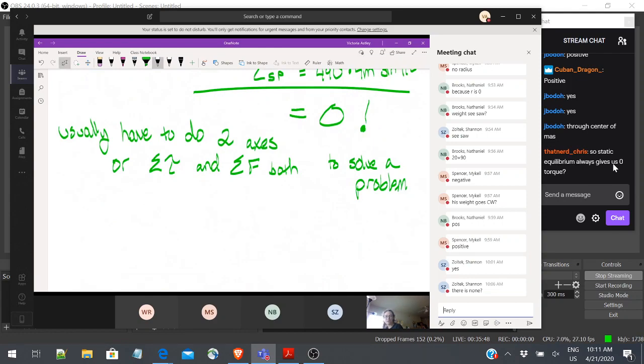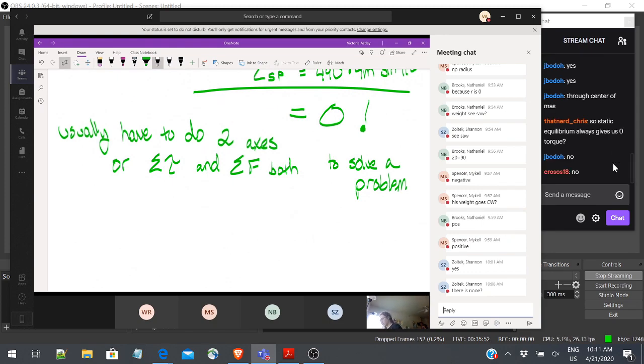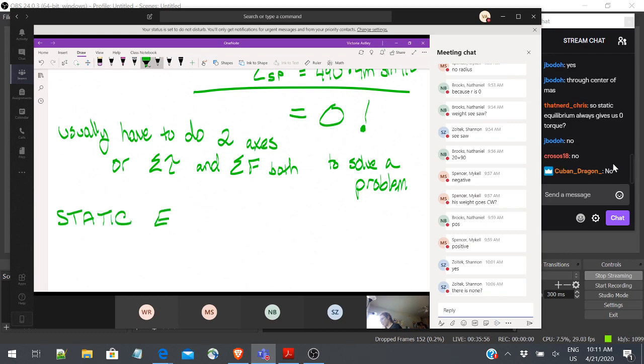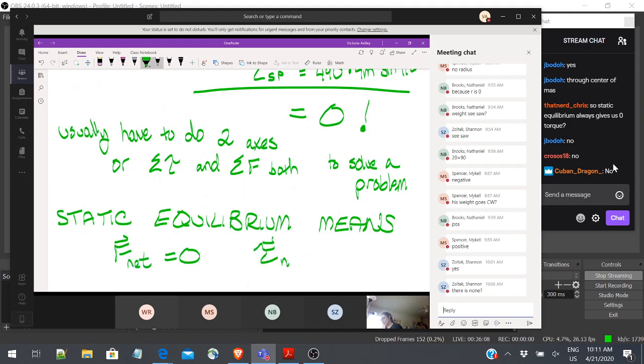So static equilibrium always gives us zero net torque. Yes. That is a good way to put it. Static equilibrium means F net equals 0 and tau net equals 0.